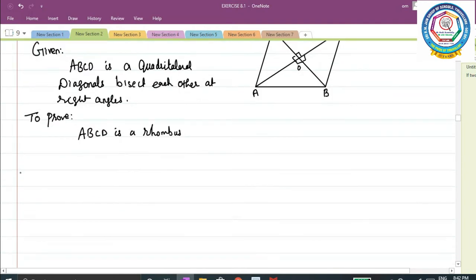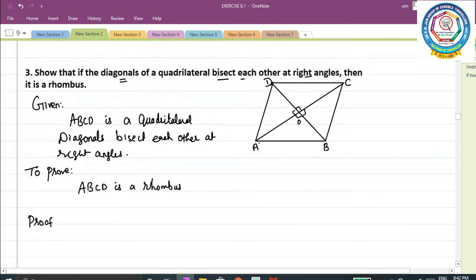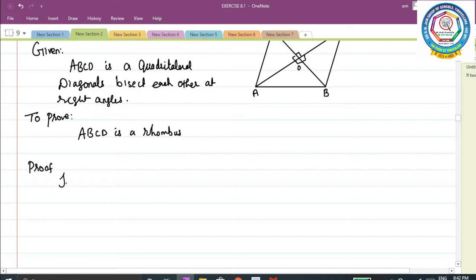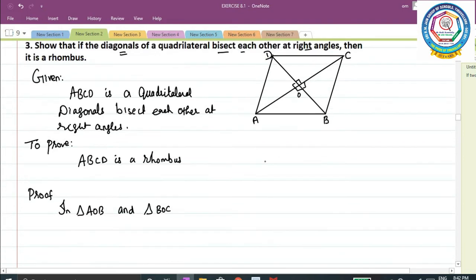So how we are going to prove this one? Proof. Let us take triangle AOB and BOC. So triangle AOB and triangle BOC. In both triangles, first I am going to prove it is a congruence. So in both triangles, which is common?